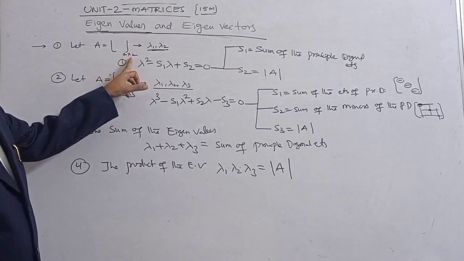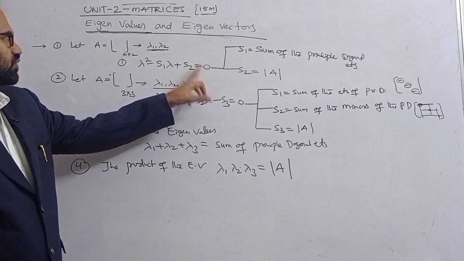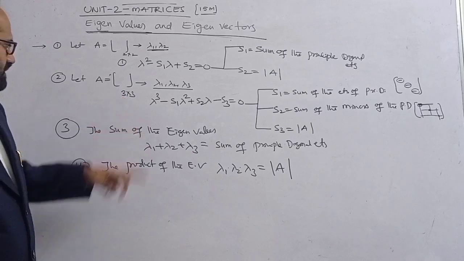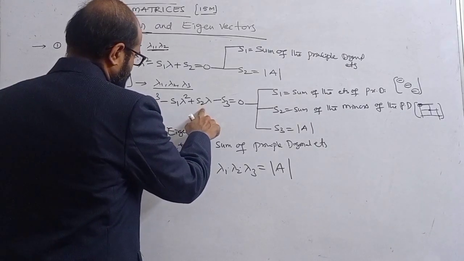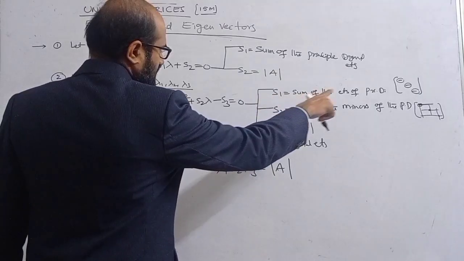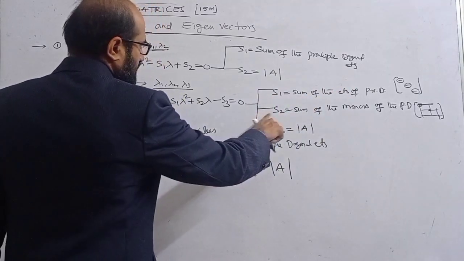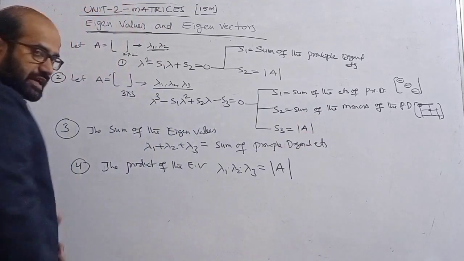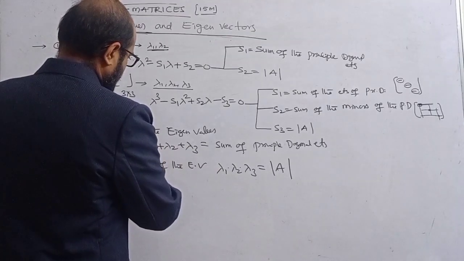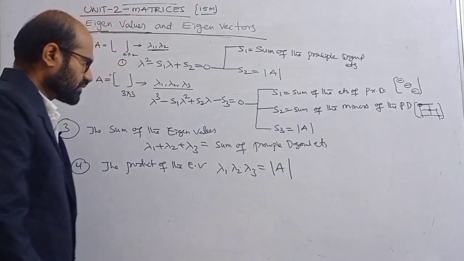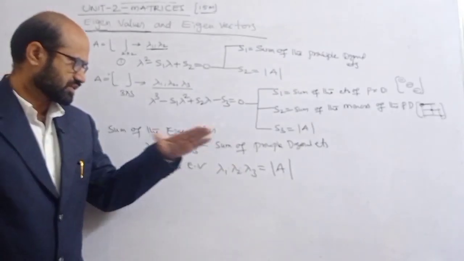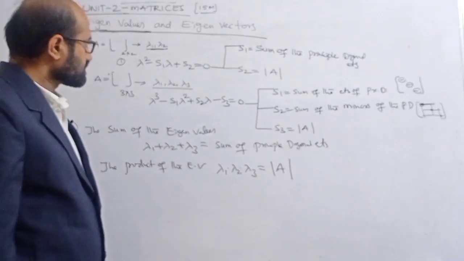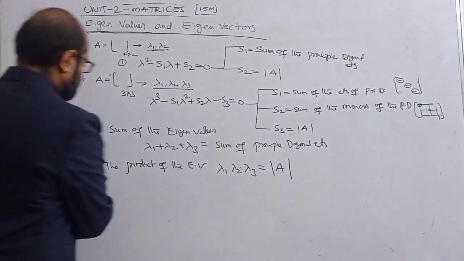If A is a matrix of order 2 by 2, then use this formula to find the eigenvalues. And if A is a square matrix of order 3 by 3, then lambda cube minus s1 lambda square plus s2 lambda minus s3 equal to 0, where s1 is the sum of the elements of the principal diagonal, s2 is the sum of the minors of the principal diagonal elements, and s3 is the determinant of the matrix, right? And the sum of the eigenvalues is equal to the sum of the principal diagonal elements, and the product of the eigenvalues is equal to the determinant of A, right? Now by using this, let us solve some problems, that is, how to find the eigenvalues.